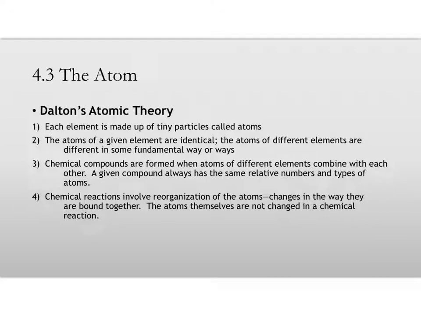Principle 3 says that chemical compounds are formed when atoms of different elements combine with each other, and a given compound always has the same relative numbers and types of atoms. This would be like saying water is always H2O. It's never HO or H3O or H2O2 or H3O5. Water is always H2O. The fourth principle says that chemical reactions involve a reorganization of the elements, changes in the way they are bound together. The atoms themselves are not changed in a chemical reaction.